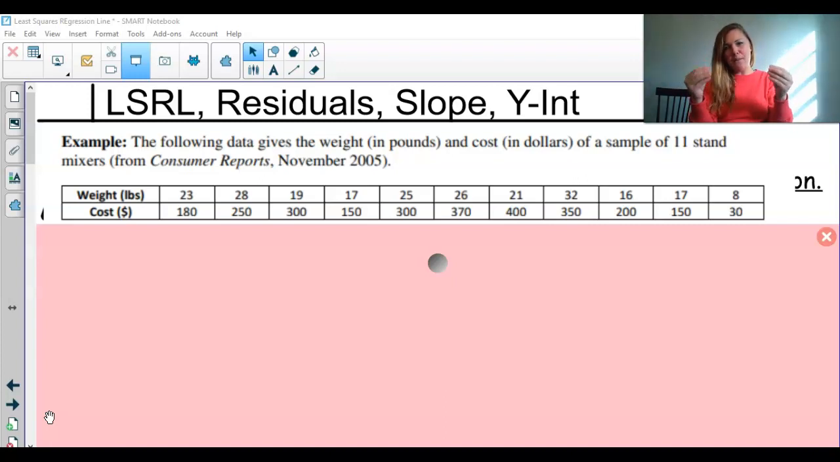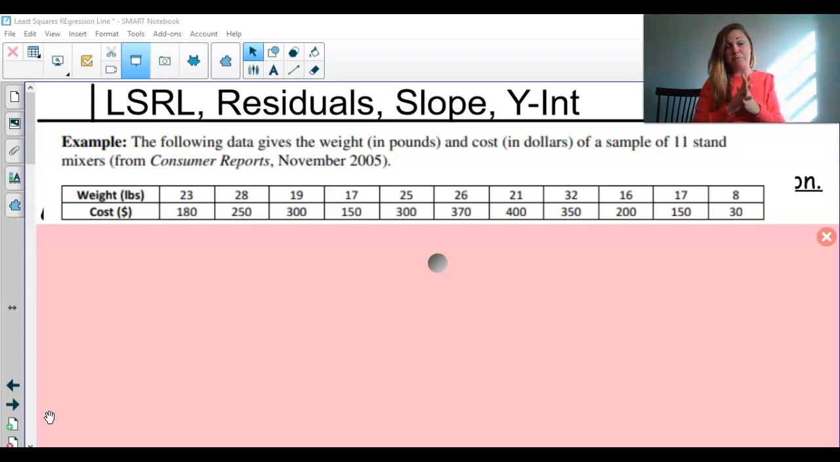Well, with the weight of a mixer, one of those mixers that stands up and is electric and mixes, like if you're making chocolate chip cookies, it will mix it up for you. Do you think the weight influences the cost, or the cost is going to influence the weight? Hopefully you're thinking the weight influences the cost. So if I have a lighter one compared to a heavier one, that might change how much the cost will be. That would mean the weight is the explanatory variable. That would be our X, and the cost is our Y.